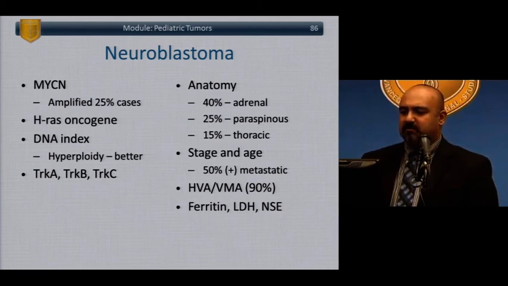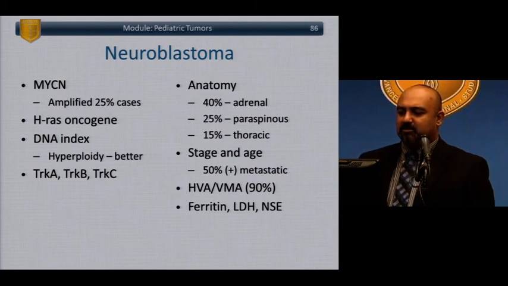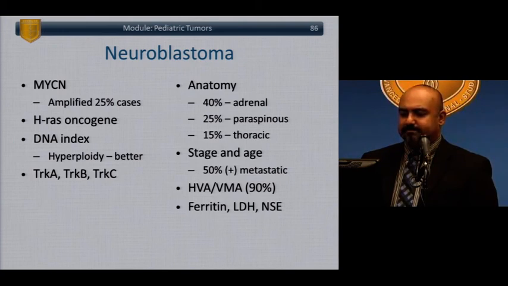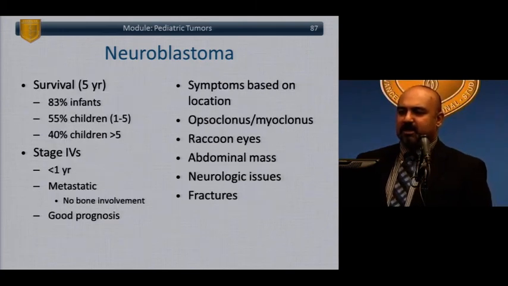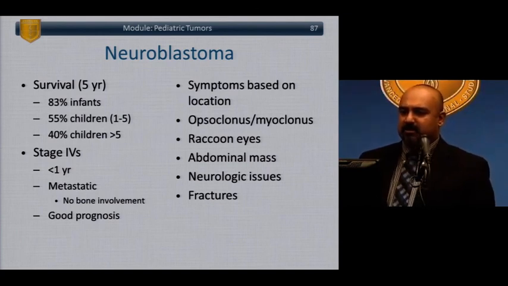Bad things to look for also: if the markers, the ferritin, LDH, and neuron-specific enolase, are elevated, those are all negative points about the tumor. Survival for this, the younger you are, the better your survival. 83% of the infants survive if they're under 1 year. But if you get over 5 years old, only 40%.